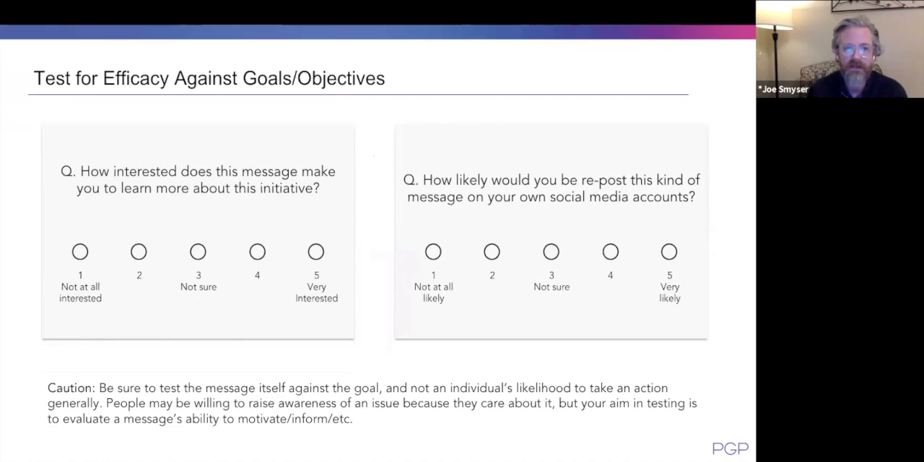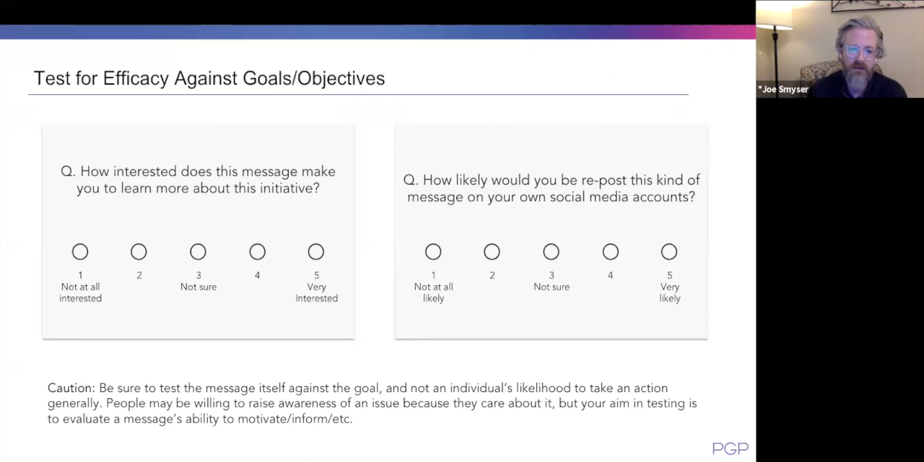And then test for efficacy against goals and objectives. So an example here would be, how interested does this message make you to learn more about this initiative? That's a simple way of asking against your goals. How likely would you be to repost this message on your own social media accounts? It's a very simple question, but it's a very common one, and it's easy to understand, and it gives you good information. So also, I have this note here on the bottom of the screen.